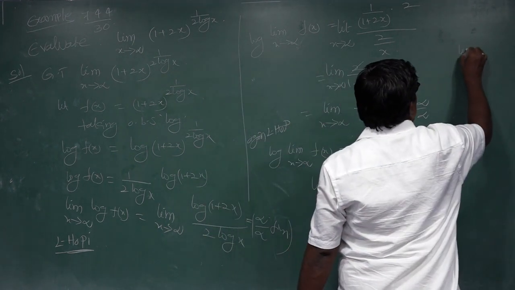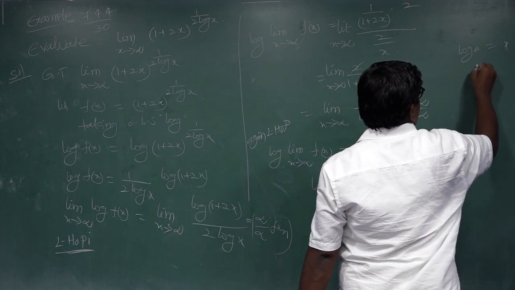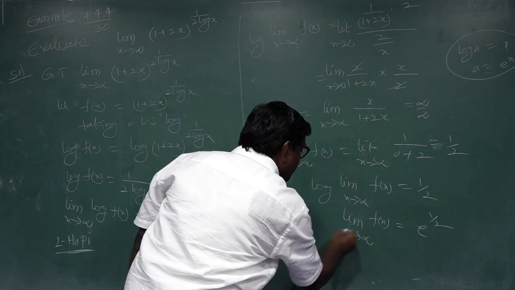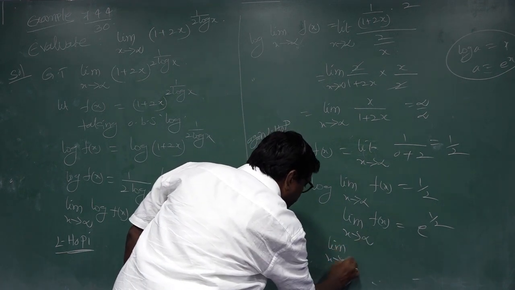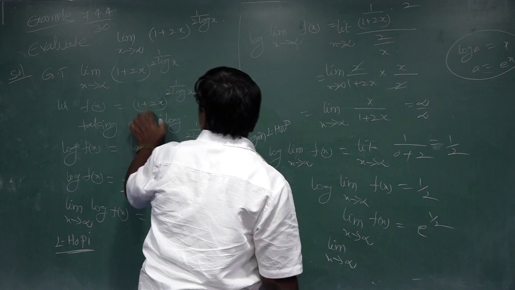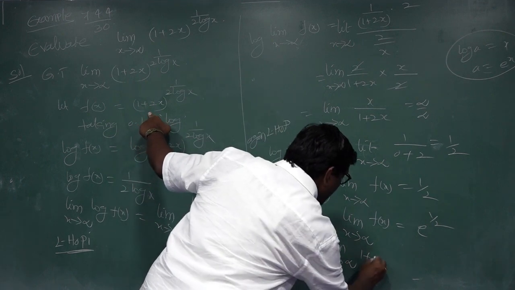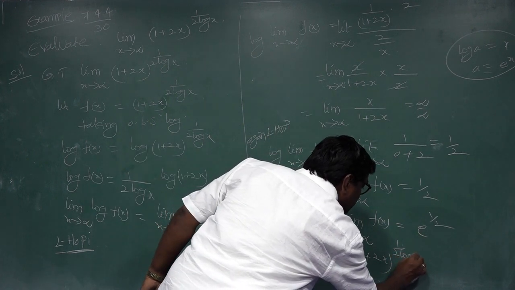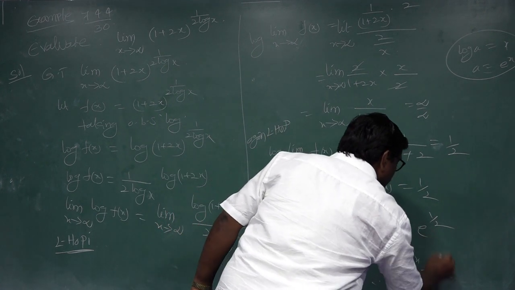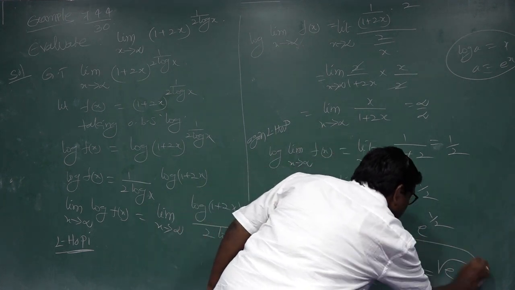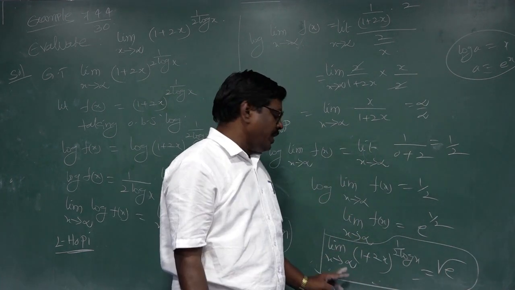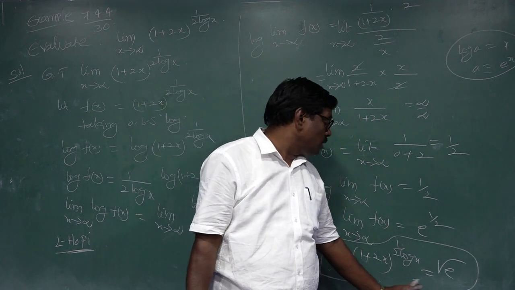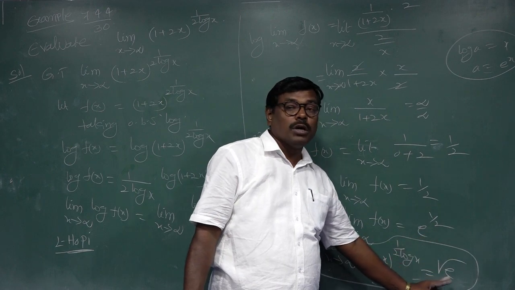By the logarithm formula, if log of a equals x then a equals e power of x. So the limit as x tends to infinity of (1 plus 2x) power of 1 by 2 log x equals e power of 1 by 2, that is, e power 1 by root 2.